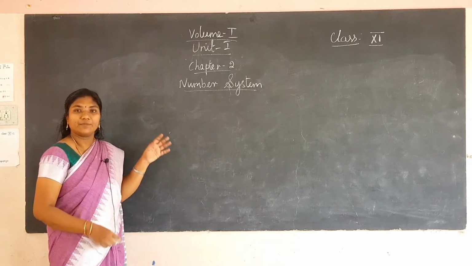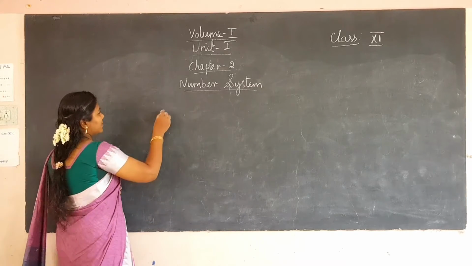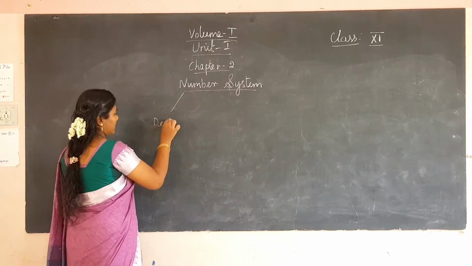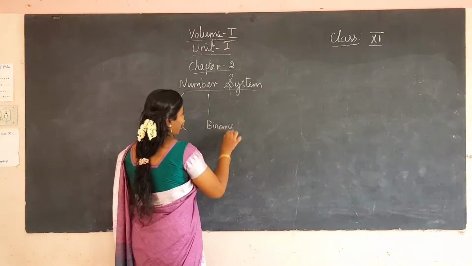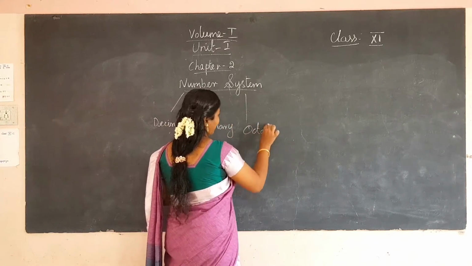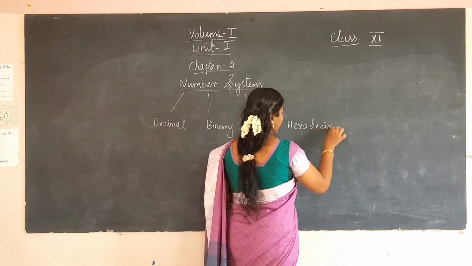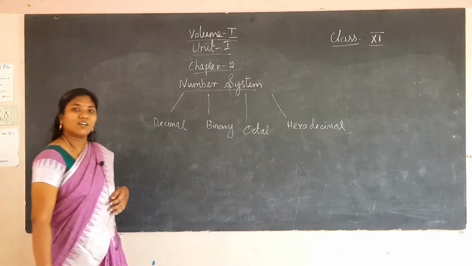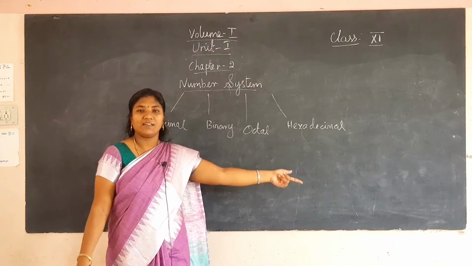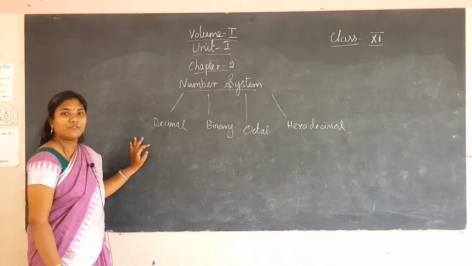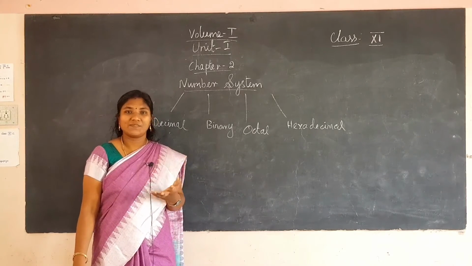So, there are different types of number system. The first one is decimal, and next binary, octal and hexadecimal. Okay, so these are all the types of number system: decimal, binary, octal and hexadecimal. Decimal is the common one we are using. Each number system has its own base value or radix.